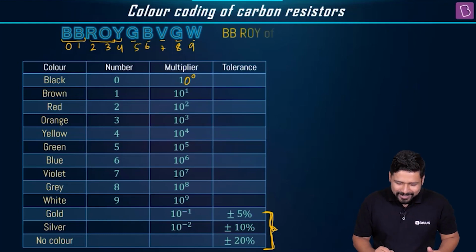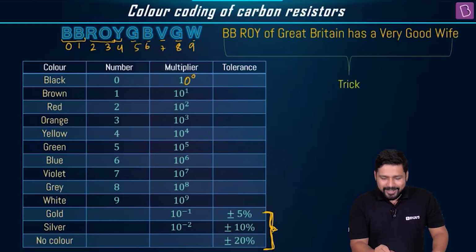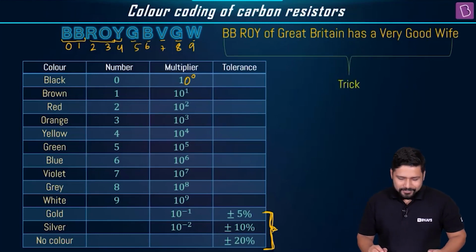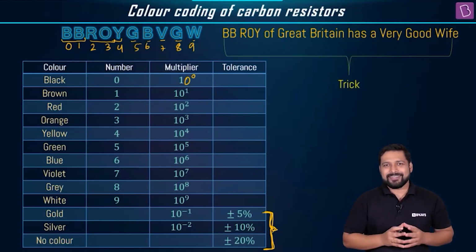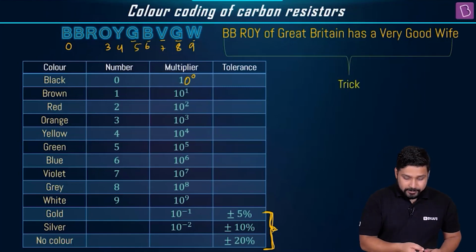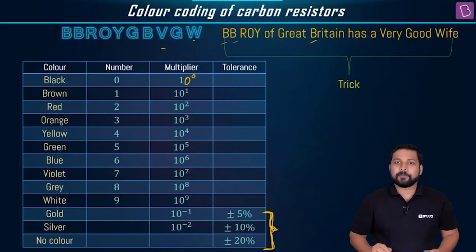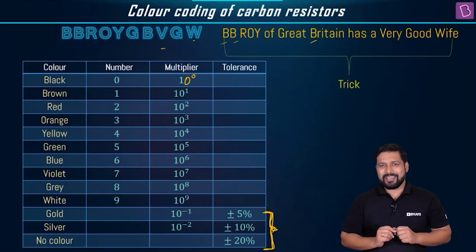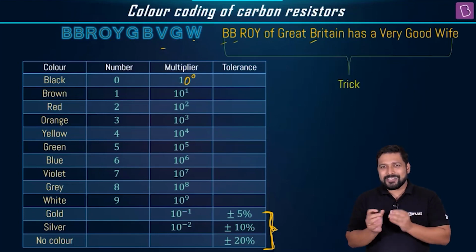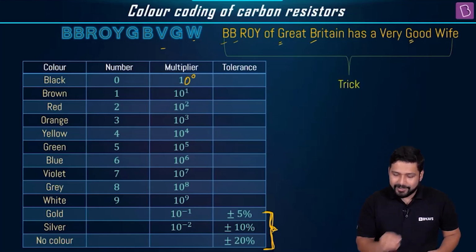So this is the trick, my dear friends. B.B. Roy of Great Britain has a very good wife. Very simply put like this, if you can remember this statement, you remember the colors. Now, you should always remember one thing, that B appears 3 times, correct? The first B is for black, then brown, then blue. Remember it like this, okay? Then G appears twice, but first what will appear is green, and then it will be gray.